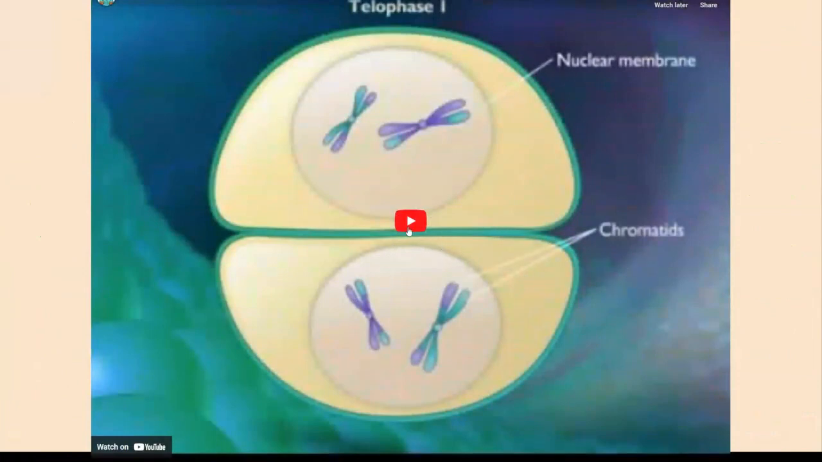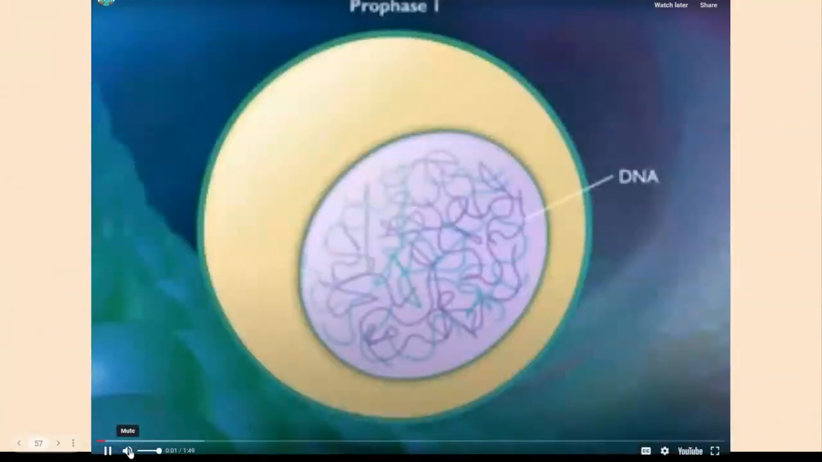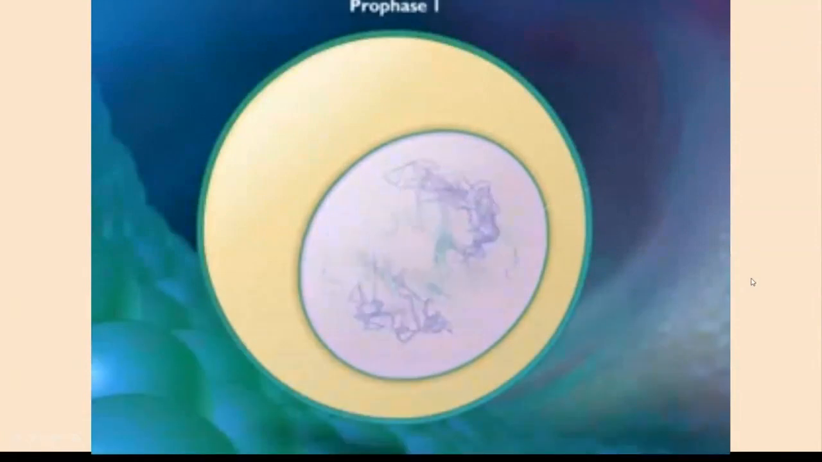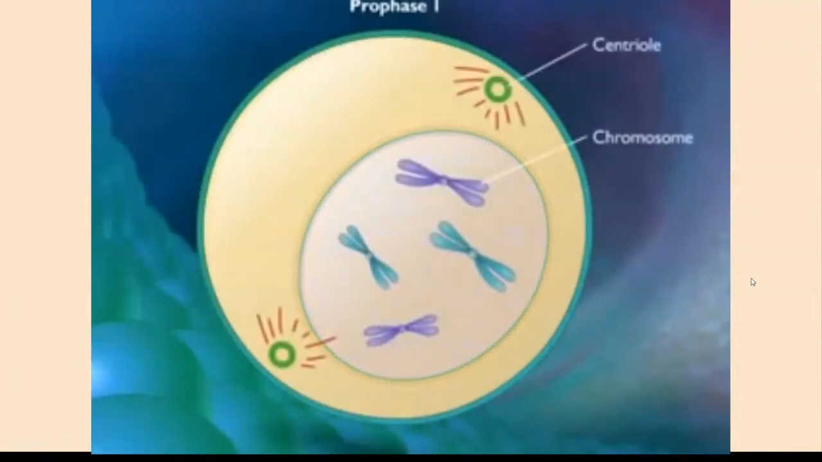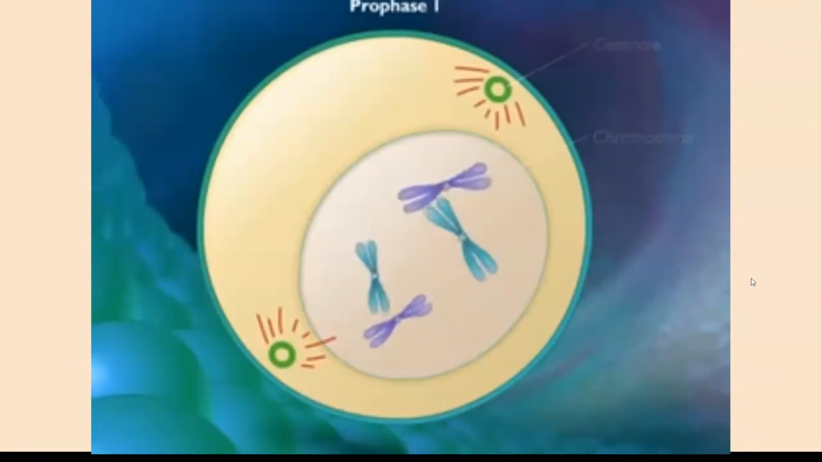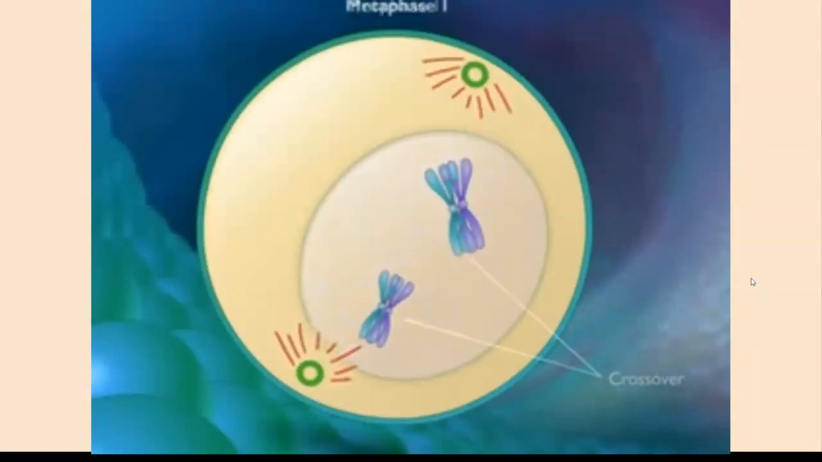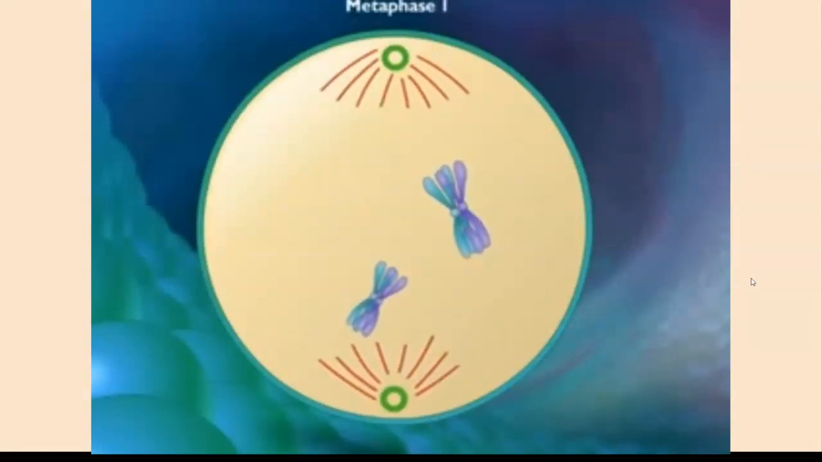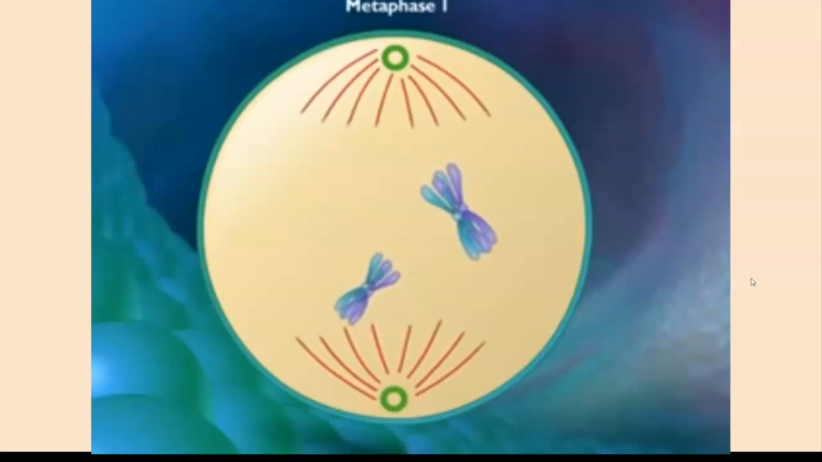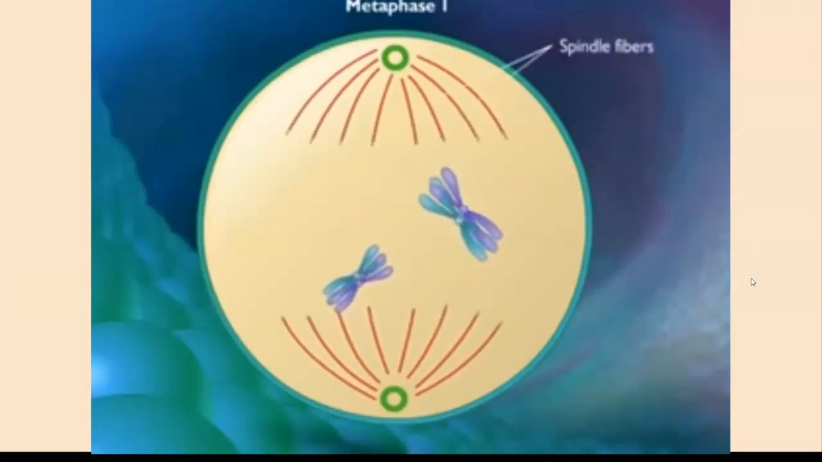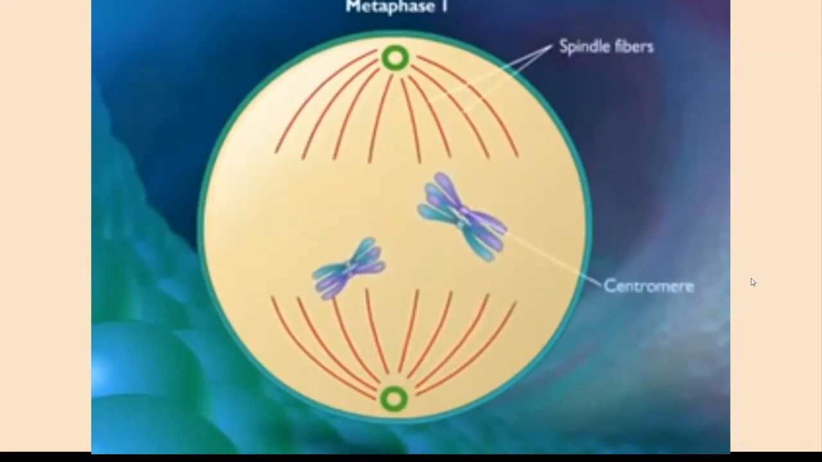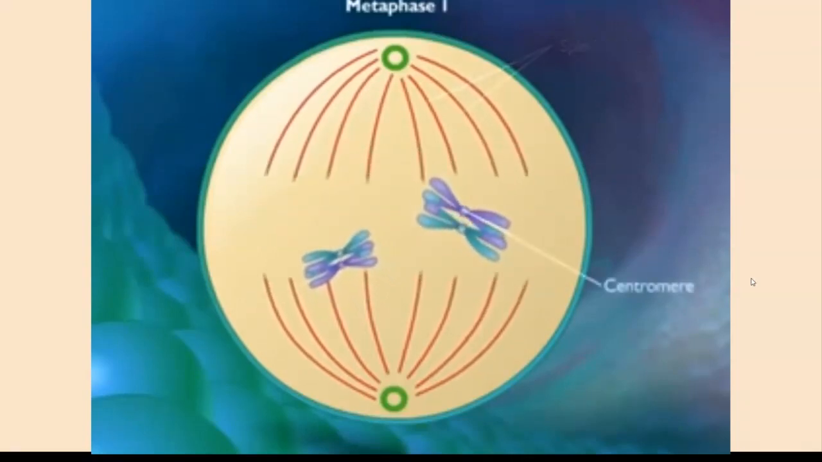Let's watch a short video of this happening. Don't worry that there's no sound. We can just see the visual. So in prophase, we see the DNA condensing into chromosomes. They will line up in the tetrad. This is also where crossing over might happen. Then in metaphase, they line up at the equatorial plate, randomly aligned to either pole. So we don't really know whether the DNA is going to go to the top or the bottom.